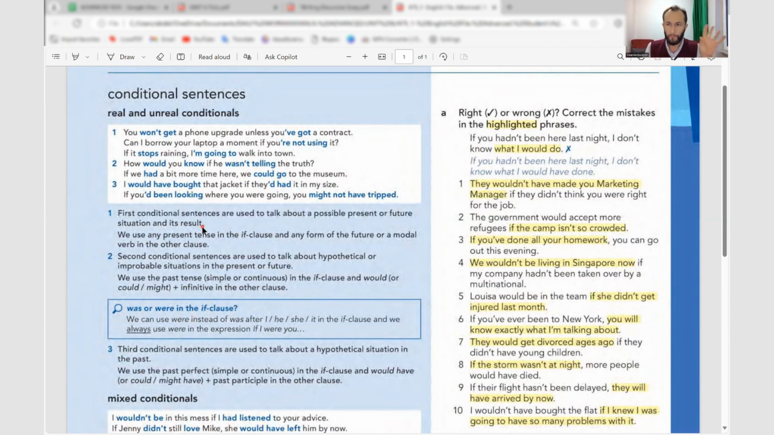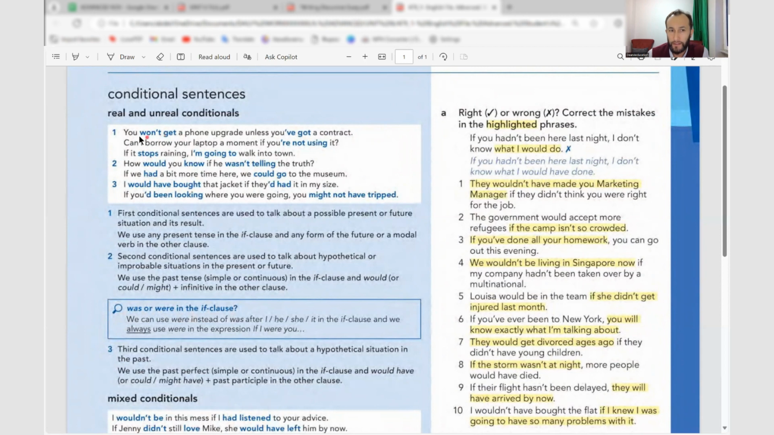Okay. If part or conditional part, present tense. Could be present simple, present continuous, present perfect. But the result part, it will be will or will not plus infinitive, or be going to. We can also use be going to, because this is the future possibility. We use any present tense in the if clause, as I said, and any form of the future or modal verb in the other clause.